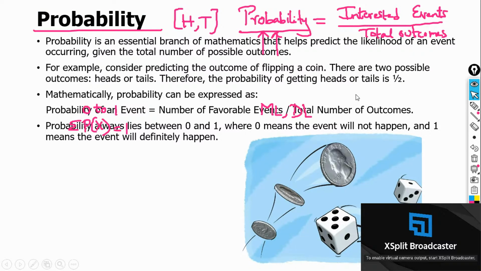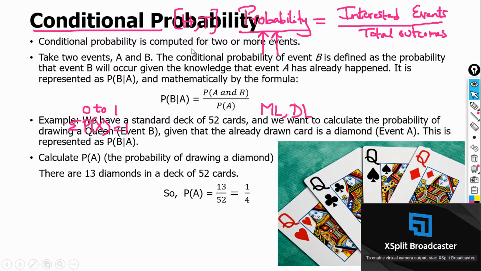This is probability we have understood. Conditional probability. Come on, guys.